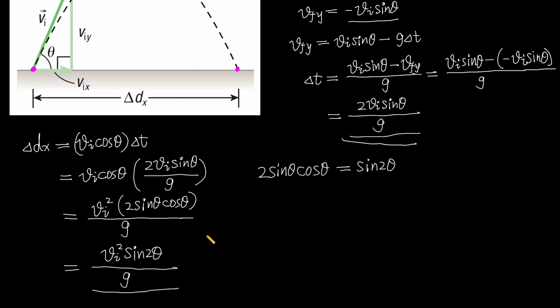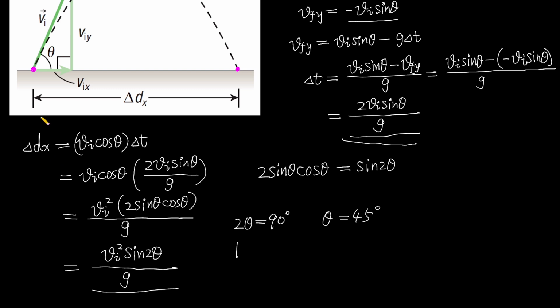And we also know that when 2 theta equals 90 degrees, sine 2 theta has its maximum value. Its maximum value is 1. So when 2 theta equals 90 degrees, the horizontal displacement will have its maximum value. When 2 theta equals 90 degrees, theta equals 45 degrees. So we can know that when theta is 45 degrees, the horizontal displacement will get its maximum value.